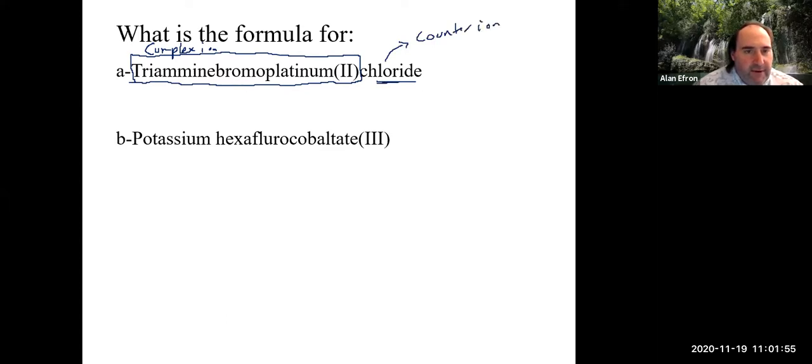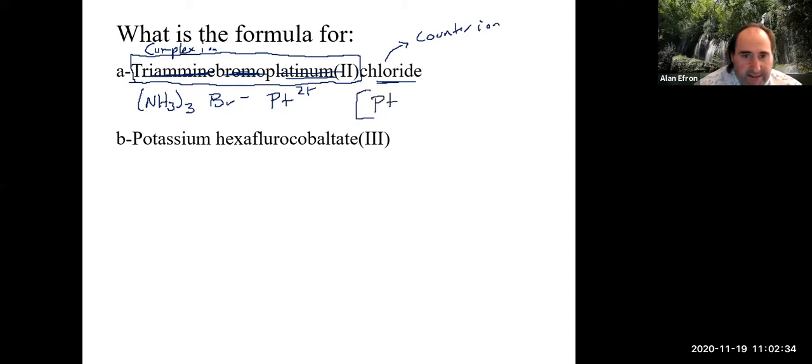So just going through everything here, we have triammine. So that is 3 of the NH3s. So that takes care of that part. Bromo is bromide, so that is Br minus. Platinum 2, so that is Pt with a +2 charge. So that is all the parts of our complex ion, so we could build it here together.